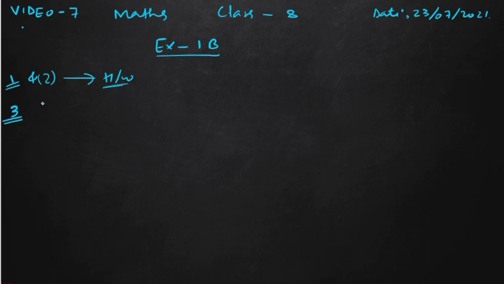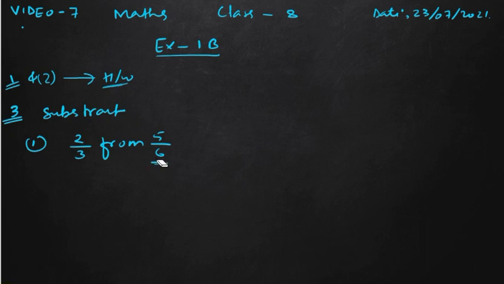The question is: subtract. The first one is 2 by 3 from 5 by 6. So we have to subtract 2 by 3 from 5 by 6. How to write it? From 5 by 6, so we have to write 5 by 6 first, then we have to subtract 2 by 3.